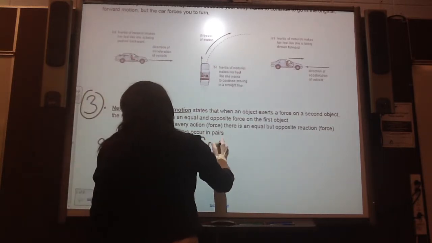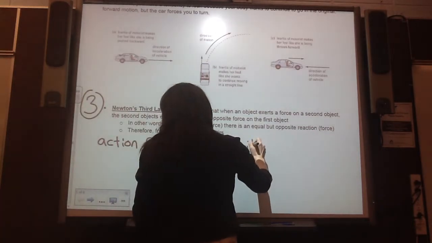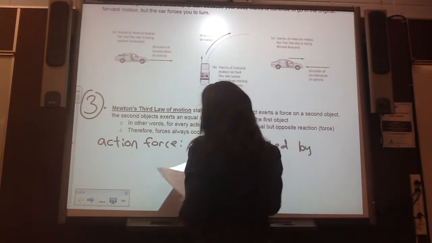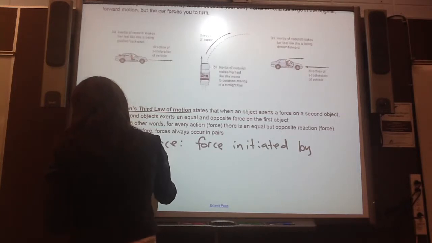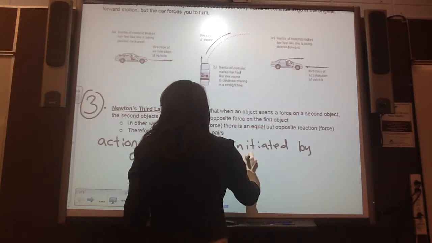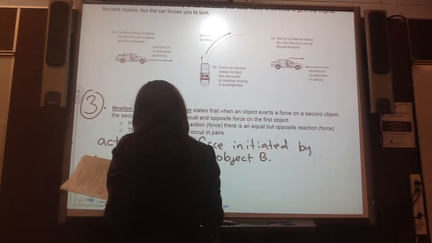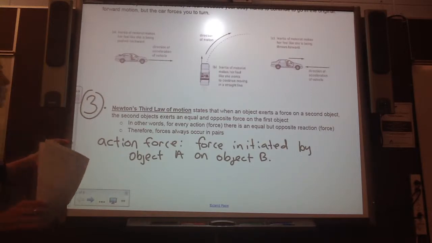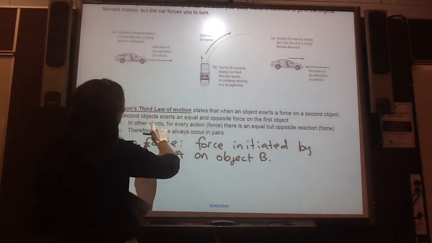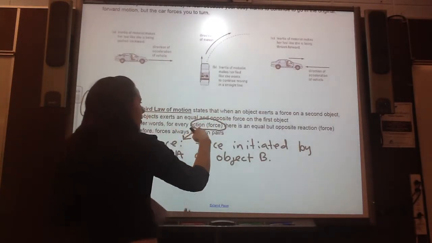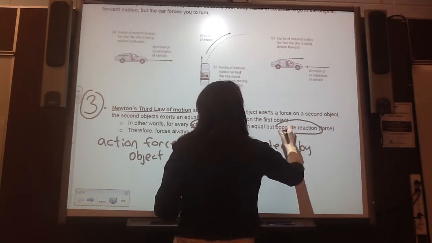The force initiated by object A on object B. So that's the initiation. This is the first action. So when we call it for every action, that's here, there is an equal but opposite reaction.